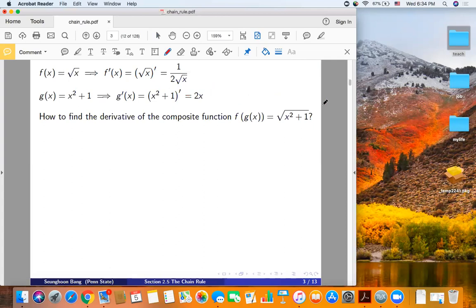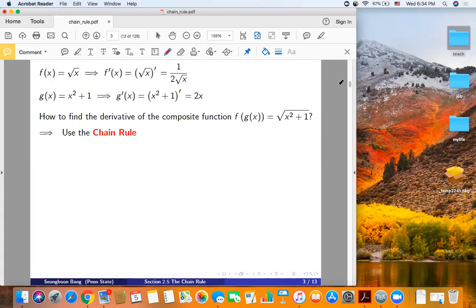How can you find the derivative of the composite function f of g of x? You can plug this g of x into here. So what does it mean? You can plug g of x into x. So exactly the square root of x squared plus 1. What is the derivative of this equation?